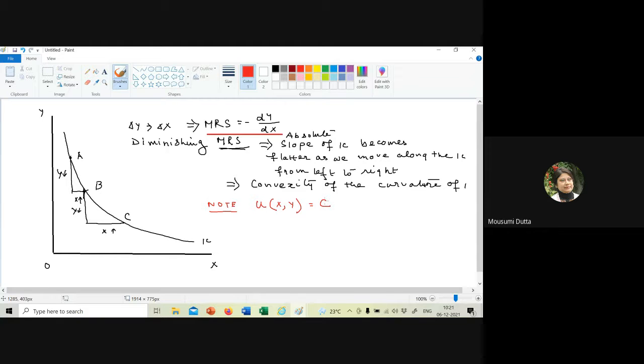So u of xy is the utility function. My starting point is u as a function of xy. This is the utility function. And when I consider this kind of equation, where utility remains constant for different combinations of x and y, this is the equation of the indifference curve.